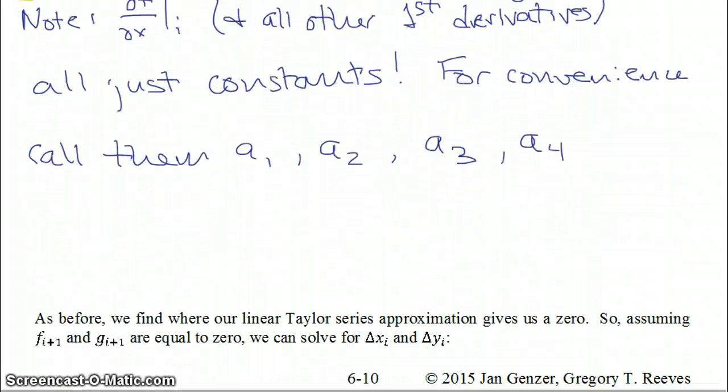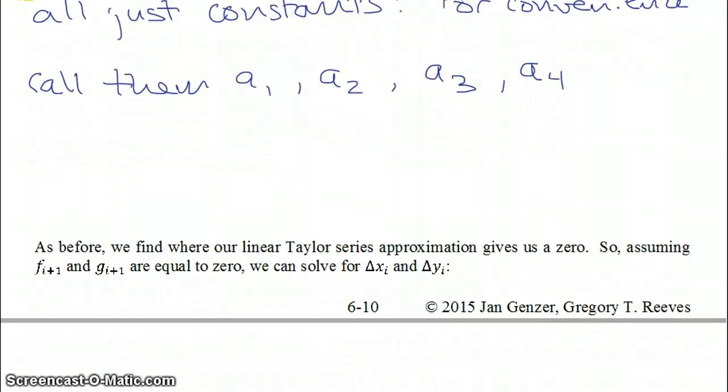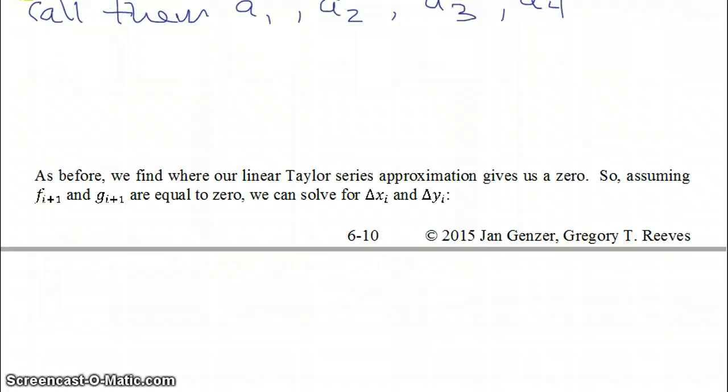Okay, so as before, with Newton's method in one dimension, we're going to find where our linear Taylor series approximation gives us a 0. So this is the best possible guess that we can make. So we're going to assume that f at i plus 1 and g at i plus 1 are equal to 0, and we're going to solve for delta xi and delta yi.